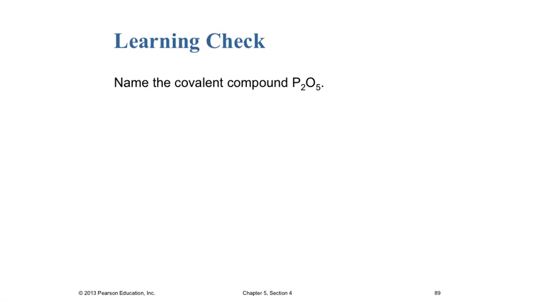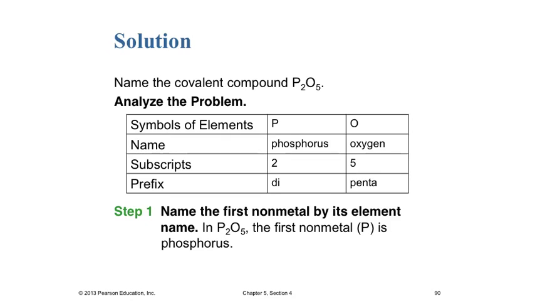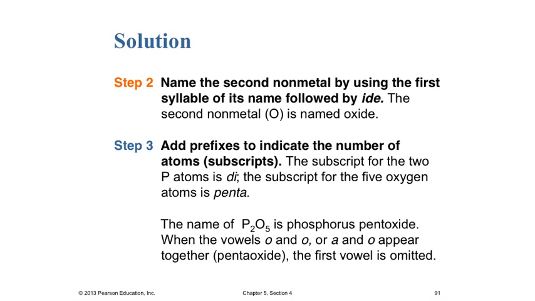Now here's your opportunity to try this one on your own. P2O5. So first we name the first nonmetal, which is phosphorus. There's 2 of them, so we use the prefix di. Then we name the second nonmetal, which is oxygen, and there's 5 of them, so we use penta. We drop the ending of oxygen, and we have oxide, hence we have diphosphorus pentaoxide as our name.